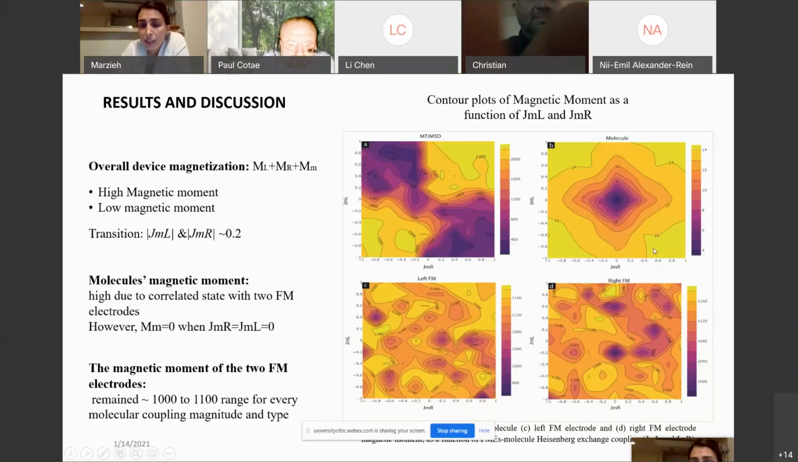For the molecule, we see that on average the molecule has a strong correlation with the electrode, so we have a high magnetic moment almost for the whole range of values. But in the center, when JML and JMR are 0 or very small values, the magnetic moment of the molecule is about 0. And the magnetic moment of the left and right electrode, almost all over the range of JML and JMR values, is between 1,000 and 1,100. We mentioned previously that the total magnetic moment of each electrode is 1,250 in magnitude.